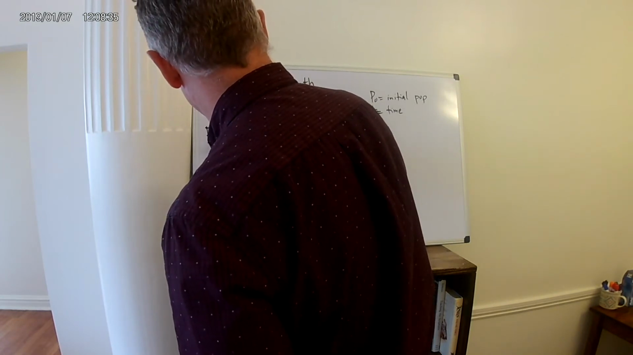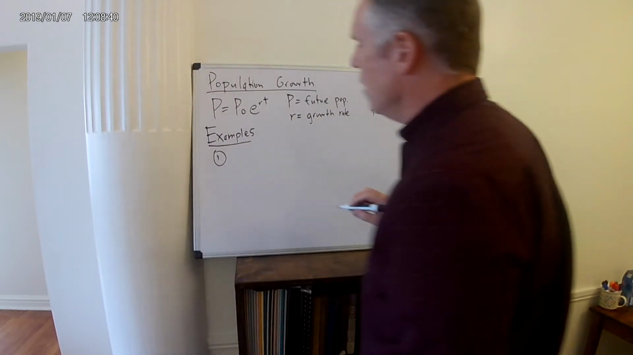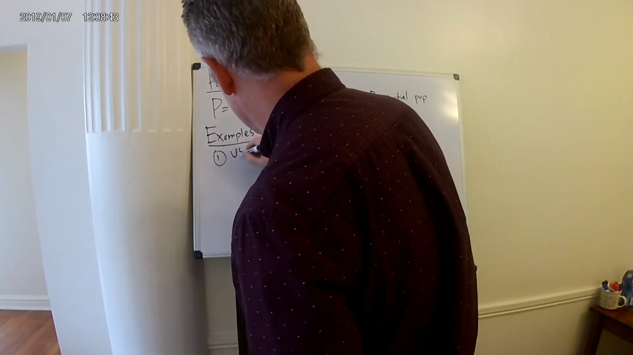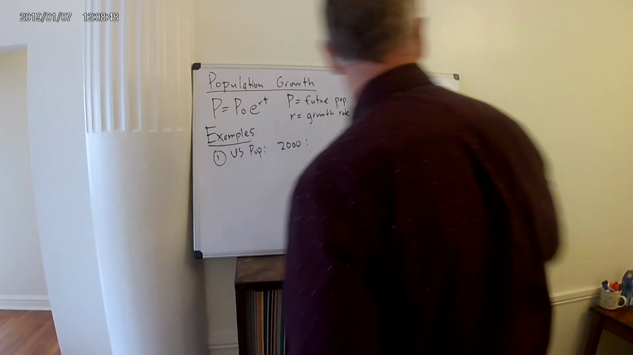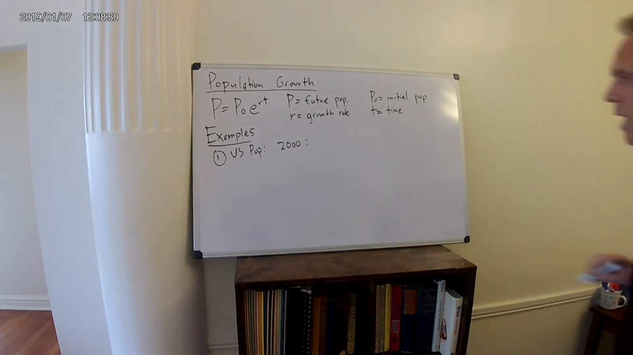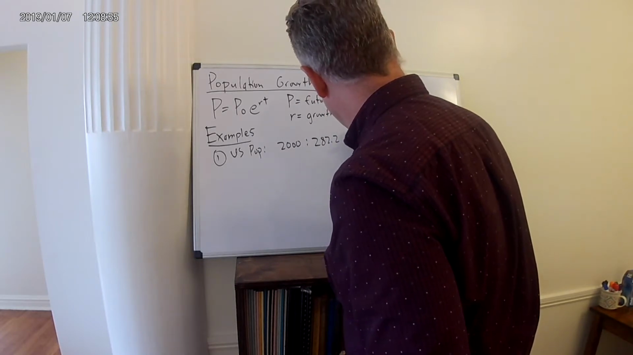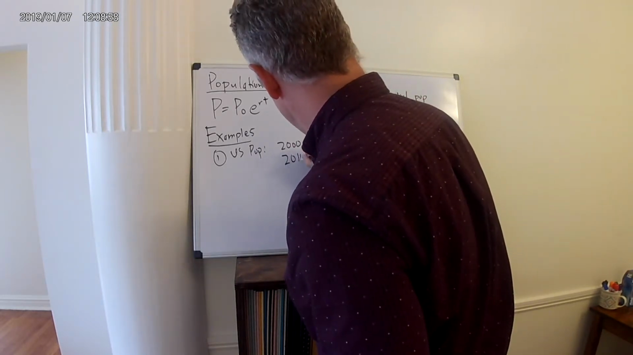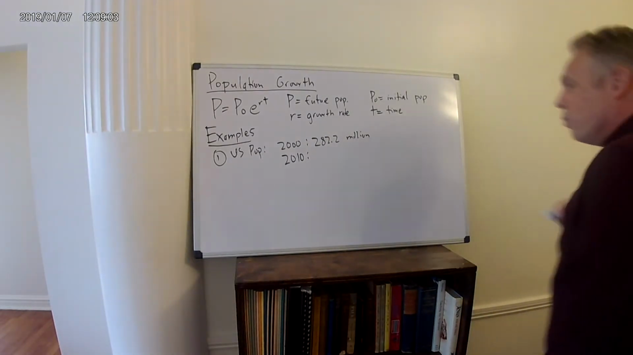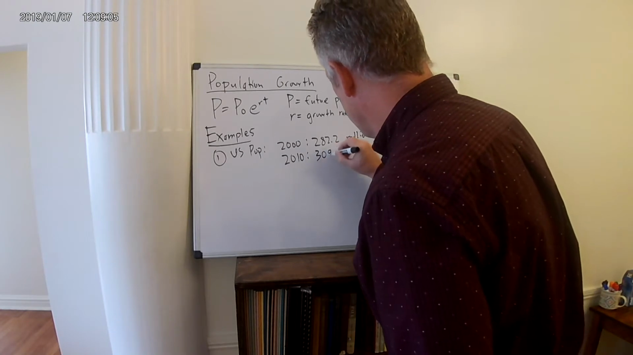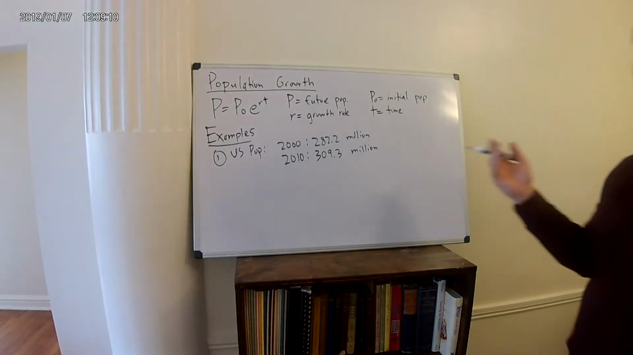The example relates to the U.S. population. The U.S. population in the year 2000 was 282.2 million. In the year 2010, that population was 309.3 million. That's actual census data.